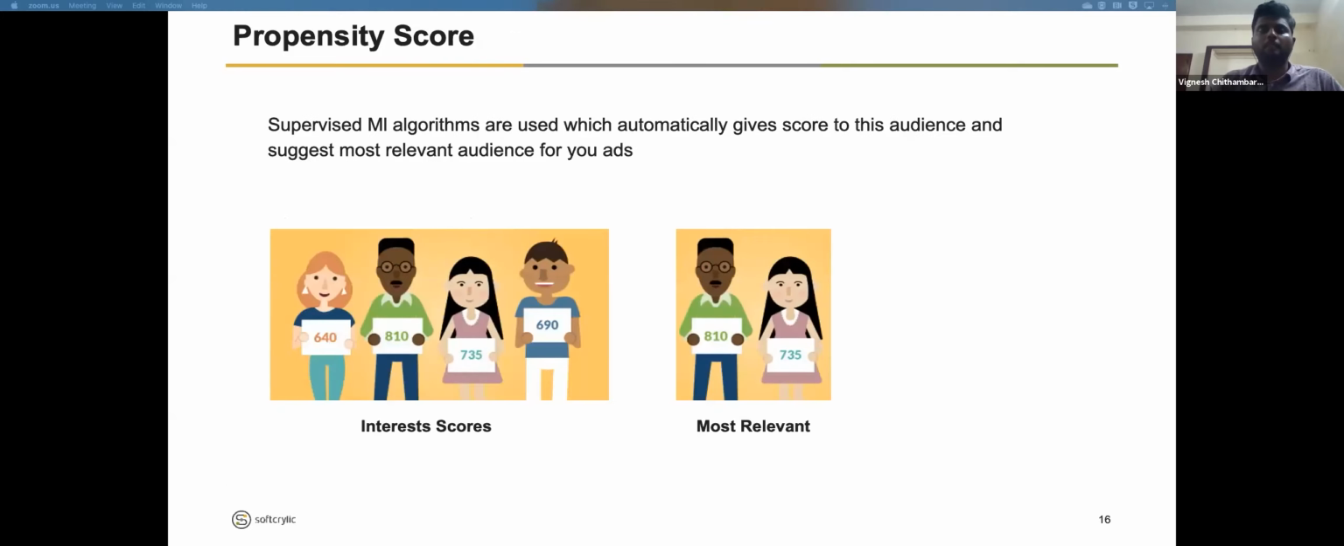So based on these algorithms, we will automatically score each customer. From this scoring, we can find the most relevant audience and target them. So we need not target irrelevant audiences, like those who have a pretty low or medium level score. We can target specifically those who have the propensity to buy, or who have the propensity to participate in our particular ad campaign.